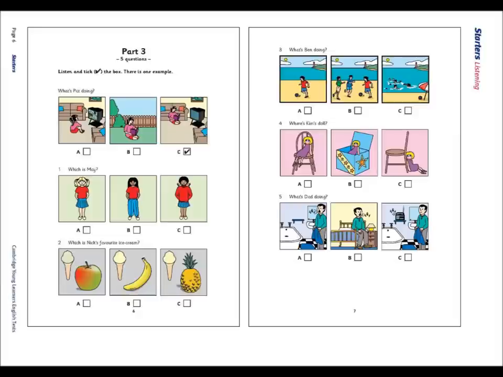1. Which is May? Where's May, Mum? Is that her, wearing trousers? No, she's wearing a skirt. Oh, yes, and a T-shirt. She looks great.